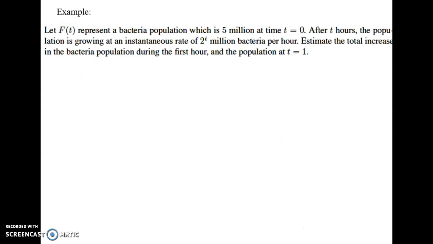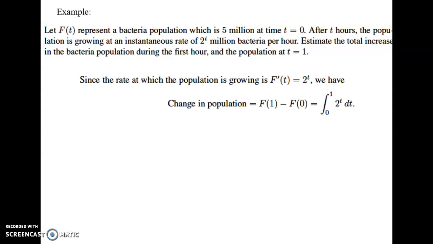Let's look at another example. This one says, let f of t represent the bacteria population, which is 5 million at time t equals 0. After t hours, the population is growing at an instantaneous rate of change of 2 to the t million bacteria per hour. Notice that's a rate of change. Look at the units. Estimate the total increase in the bacteria population during the first hour and the population at time equals 1.